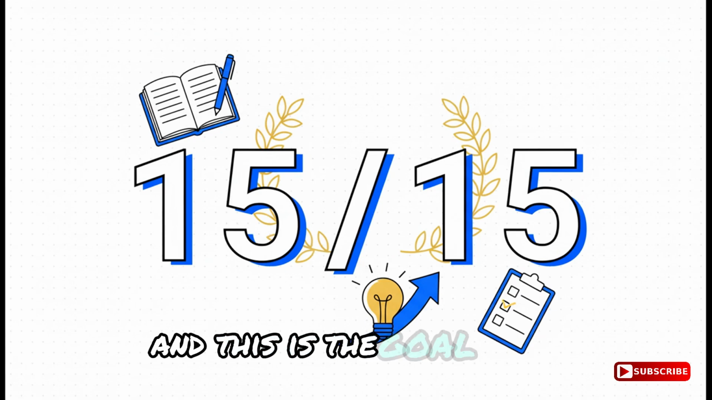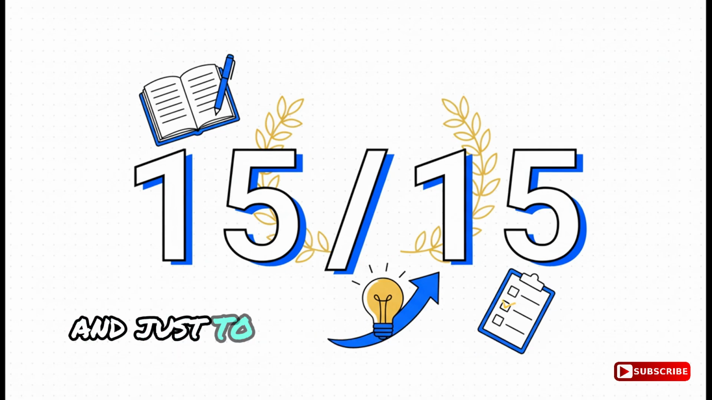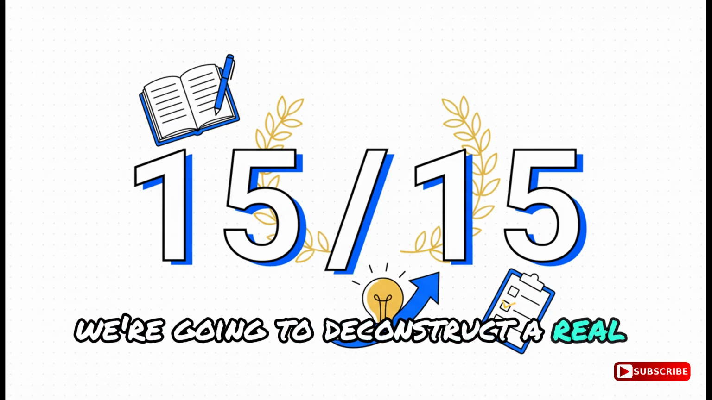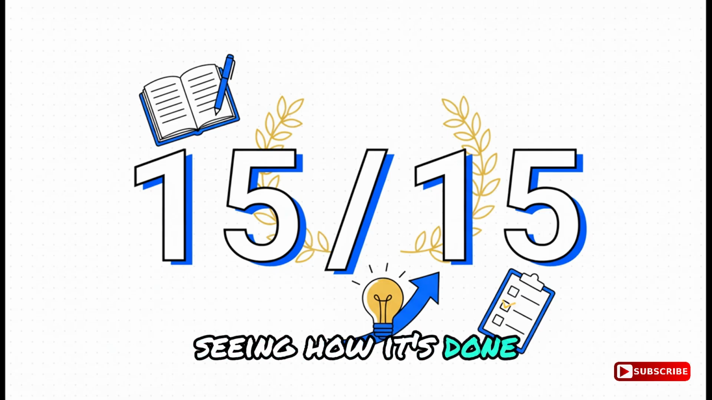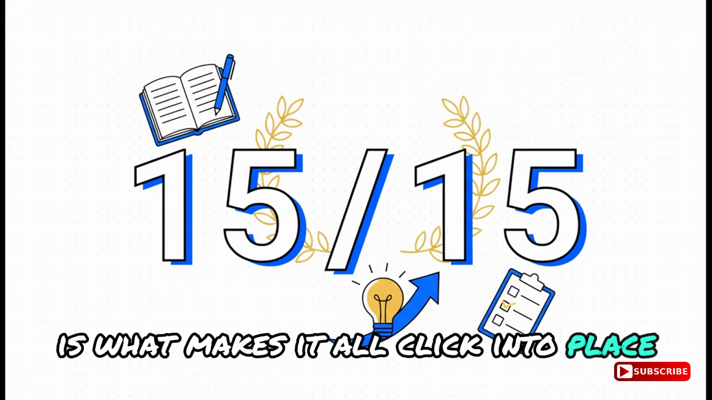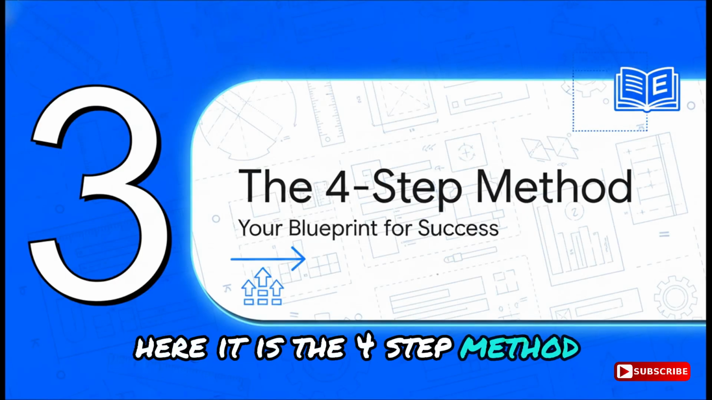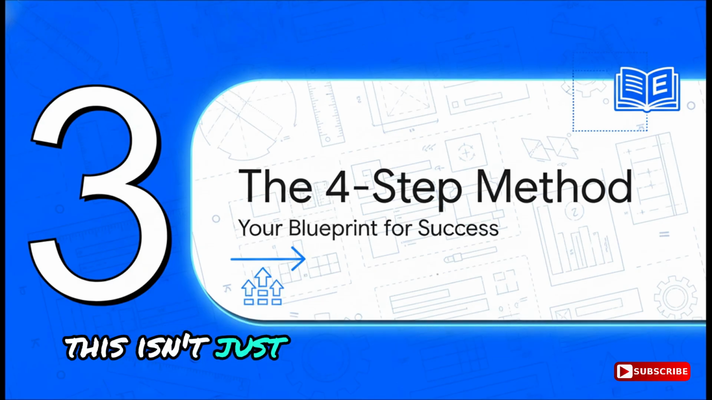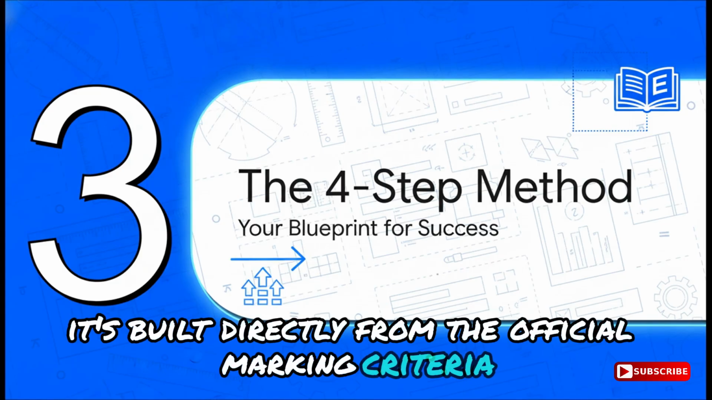And this is the goal, right? 15 out of 15, a perfect score. And just to prove that this method actually works, we're going to deconstruct a real student's response that got this exact score. Seeing how it's done is what makes it all click into place. All right, let's get to the heart of it. Here it is, the 4-step method that lines up perfectly with what the examiners are trained to look for. This isn't just some random strategy. It's built directly from the official marking criteria.